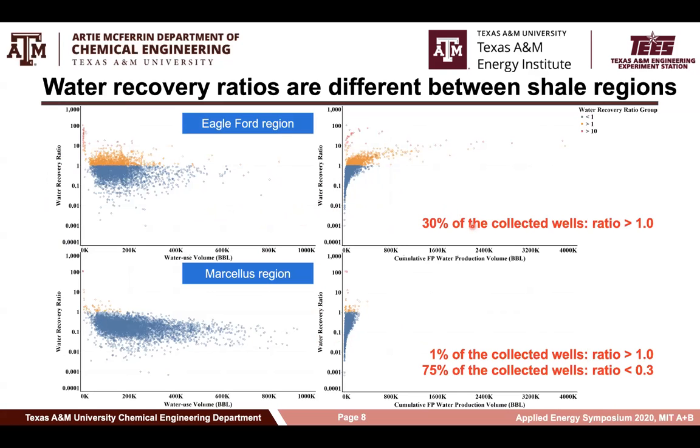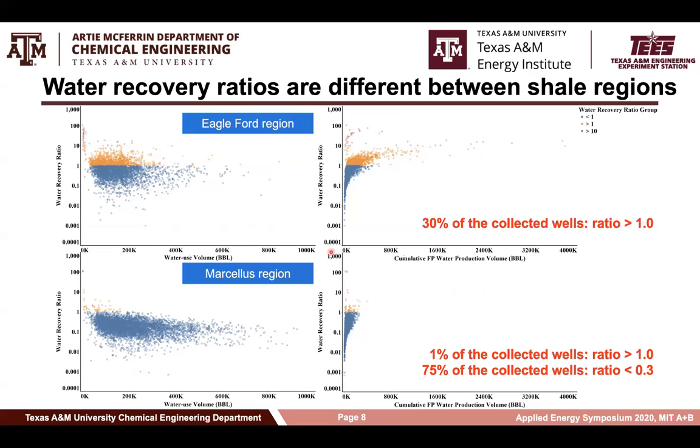Statistically, in the Eagle Ford region, 30% of the collected wells have a water recovery ratio greater than 1. However, in the Marcellus region, only 1% of the collected wells have a water recovery ratio greater than 1, and 75% of them have a ratio less than 0.3. It demonstrates that the cumulative IP water production volume can be greater than the injected water volume. In this sense, we can conclude that more formation brine or produced water can be generated along with shale gas in the Eagle Ford region than the Marcellus region.